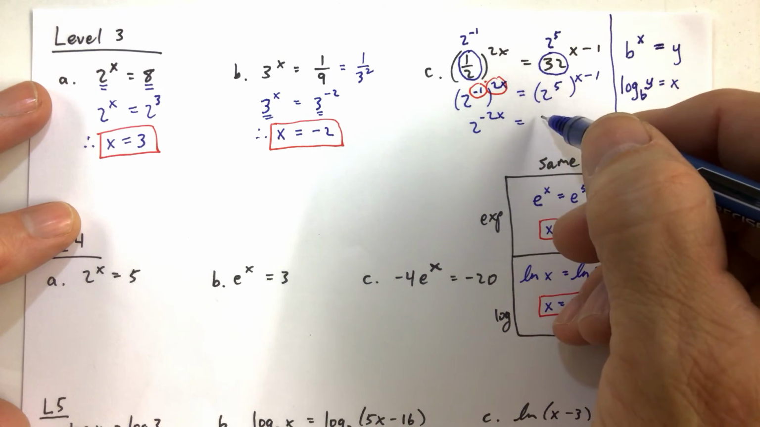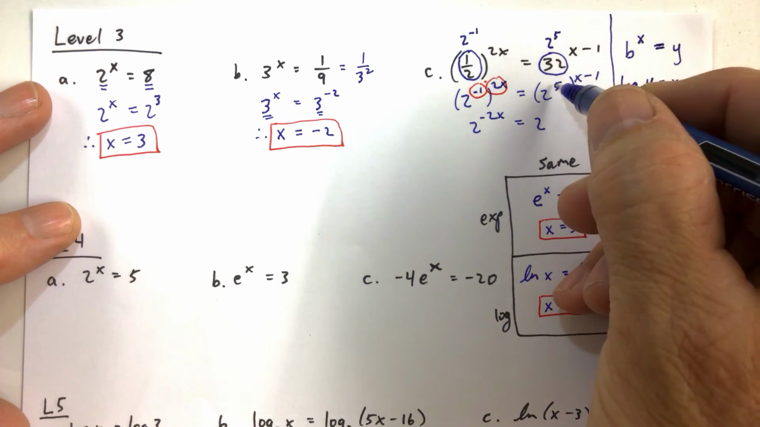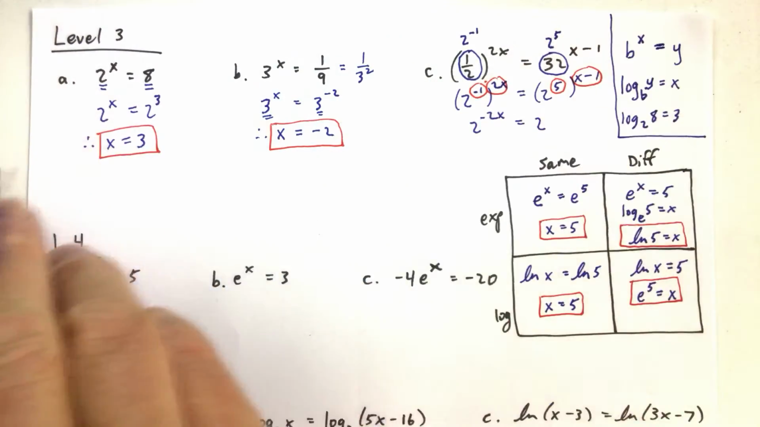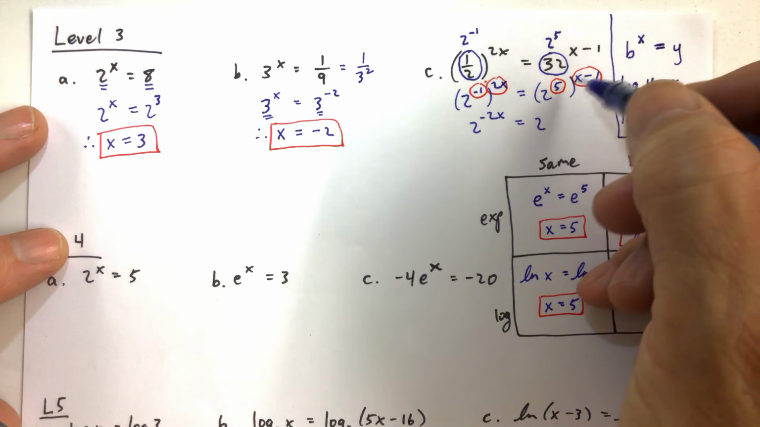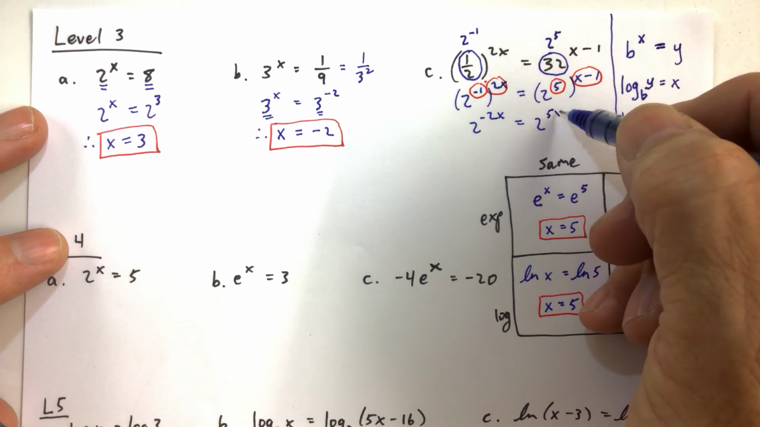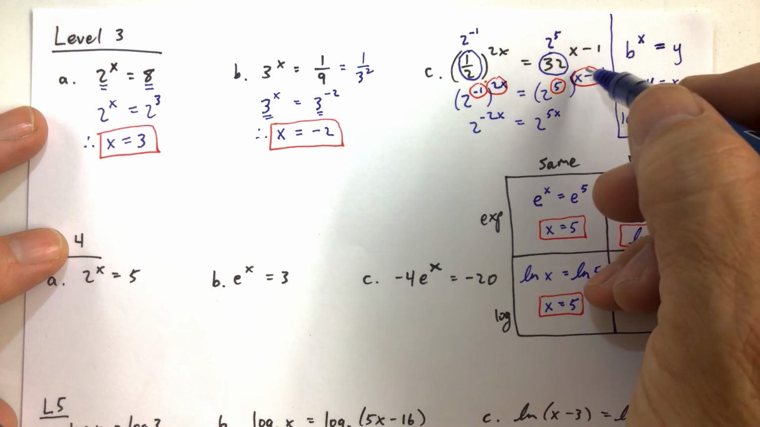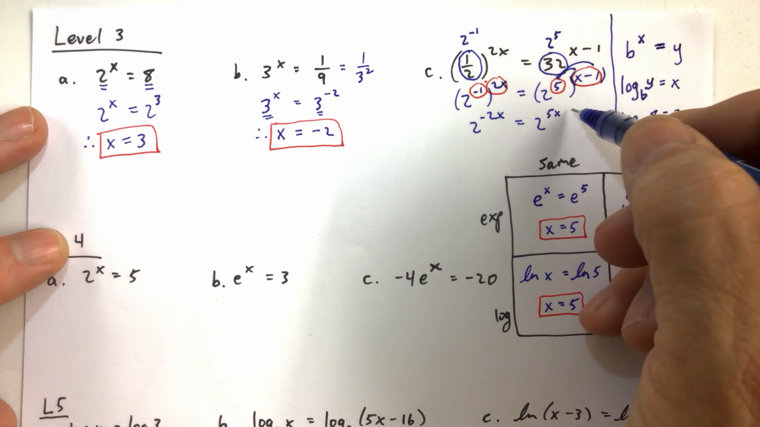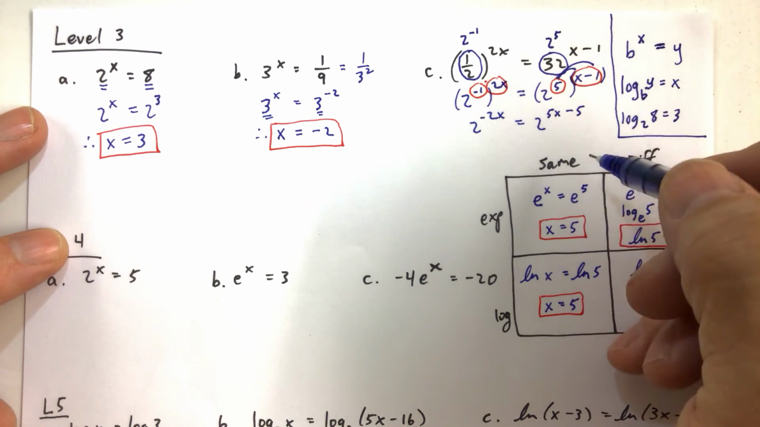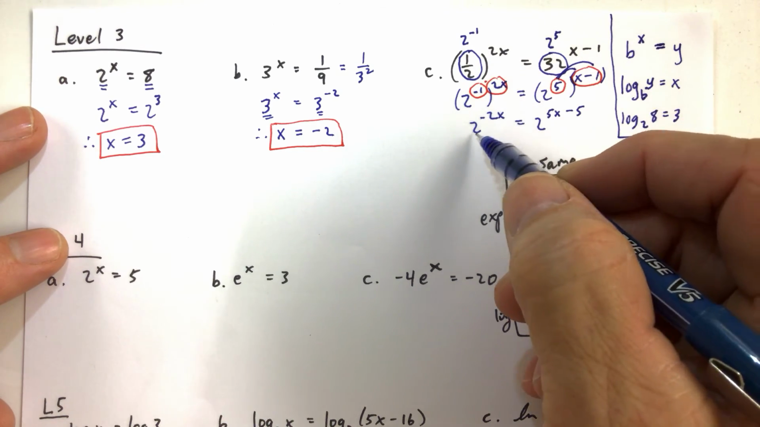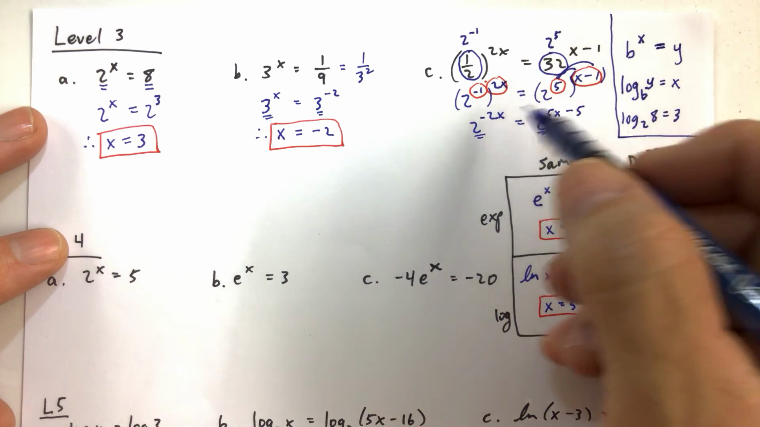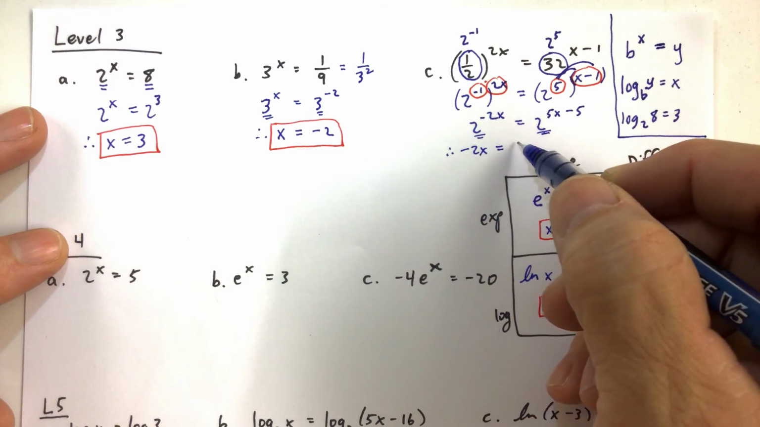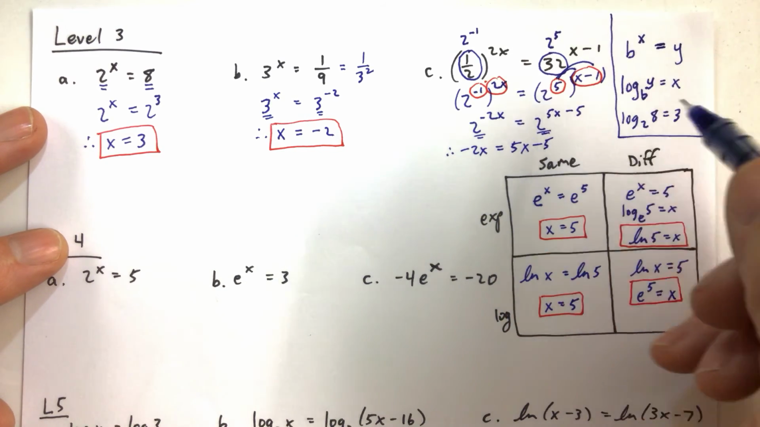The right side, again a power to a power. So when we have a power raised to another power, we're going to multiply those. 5 times x minus 1, be careful because you're going to have to multiply the 5 times the whole quantity x minus 1, which means you have to distribute the 5 to the x and then distribute the 5 to the negative 1. And therefore you get, now you have the left side and the right side as a power of 2. So then you just equate the exponents. Negative 2x is equal to 5x minus 5.